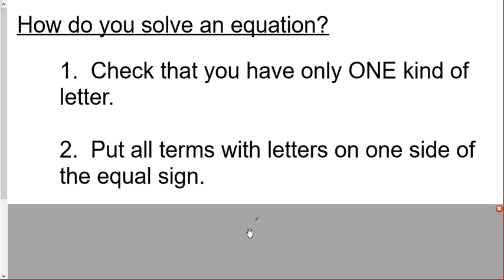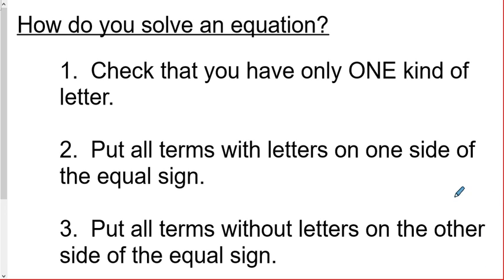The second thing we're going to do is put all the terms with letters on one side of the equal sign. Like the X's, we'll put them all on one side. And the regular numbers, we'll put them all on the other side. So the equal sign is going to make our divider. We're going to put all the unknowns, like all the X's or all the Y's or all the A's or all the B's on one side, and all the regular numbers on the other side. Put the terms without letters, the regular numbers, on the other side of the equal sign.